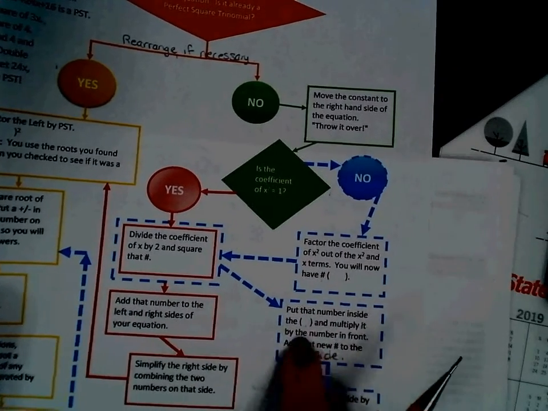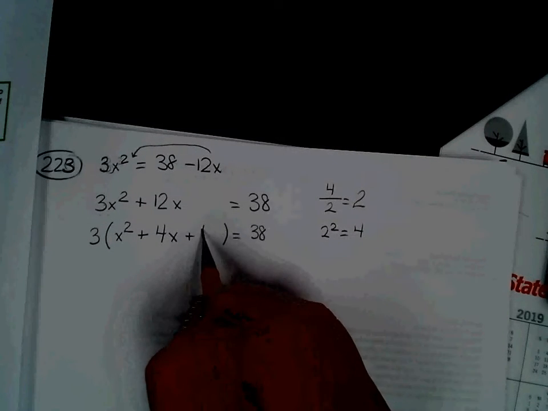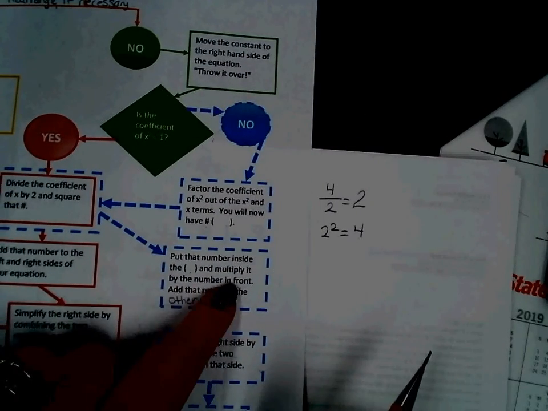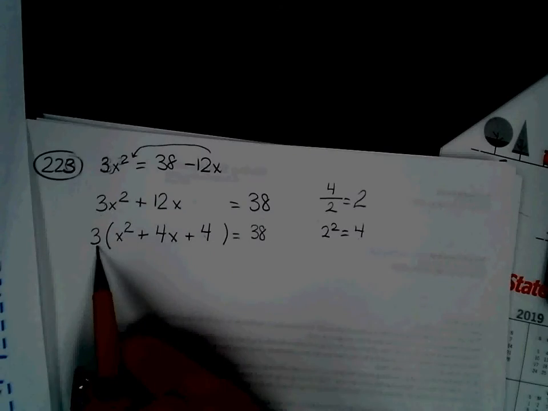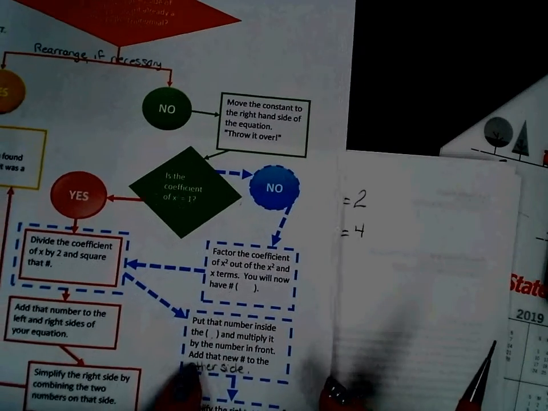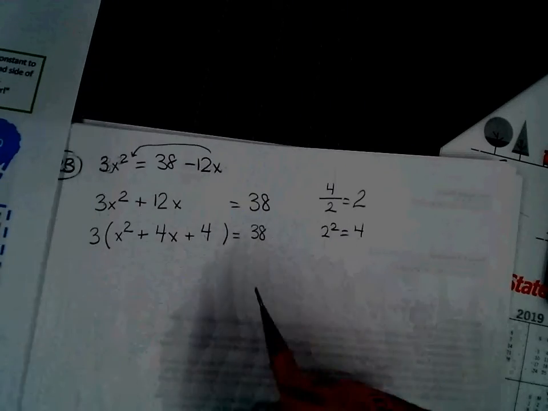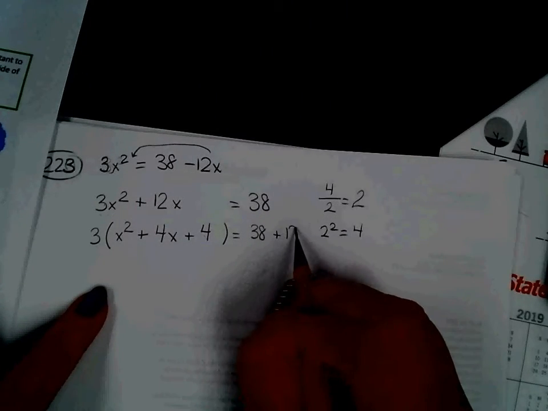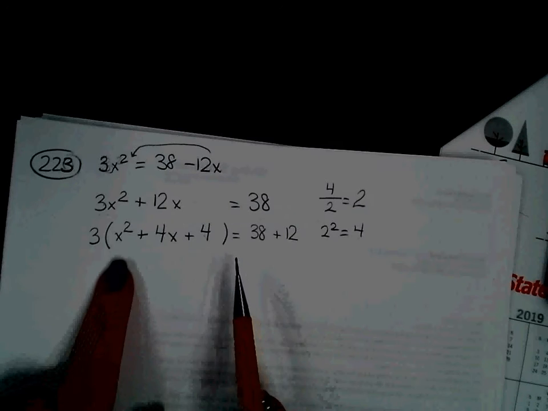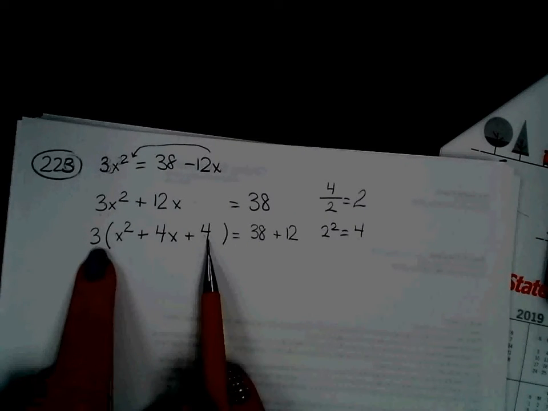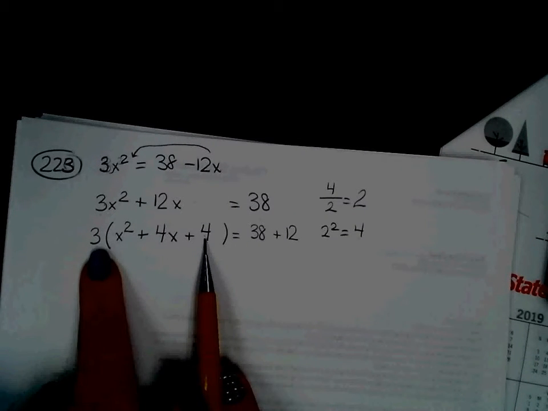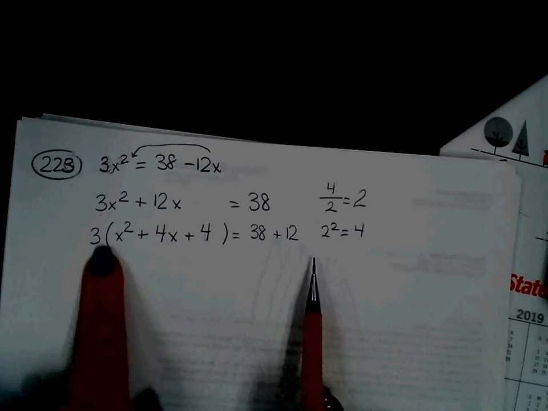Alright, so let's do it step by step. Put that number 4 inside the parentheses. Then it says multiply it by the number in front. 4 times 3 is 12. And add that new number, which is the 12, to the other side. So add 12 to the other side. Because what I just did here was I added 12 to the left. See where my finger and my pencil are. 3 times 4 is 12. So I add 12 to the right.